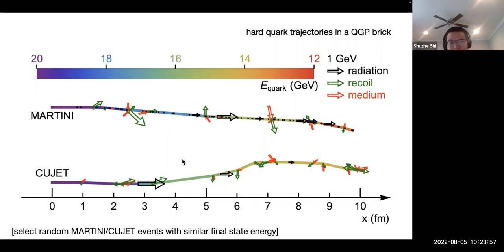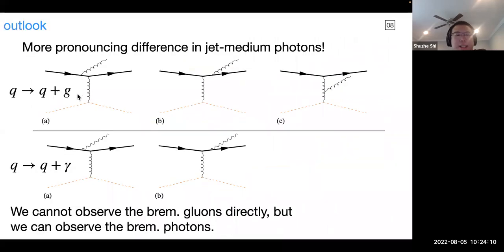However, a similar process can be proposed: rather than looking at the gluon radiation processes, we would like to look at the photon radiation processes. As you can tell, once these photons are emitted from the energetic quark, they hardly interact with the QCD medium, and we can measure these photons directly.